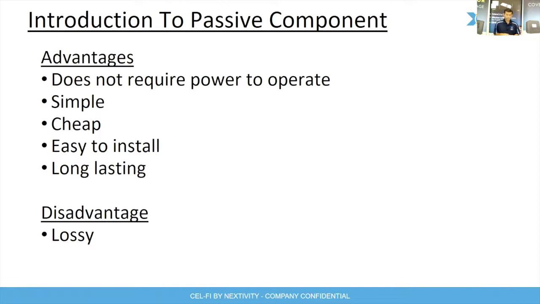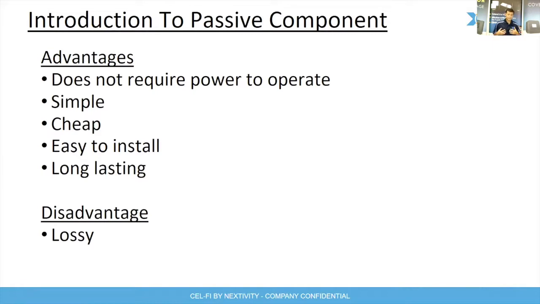Lastly, another major advantage of passive components is that they are very long lasting and very stable. Once passive devices are installed, they don't fail quite often. Their reliability is almost 99.99%. As I said, once passive components are installed, they tend to last 5 years, 10 years.